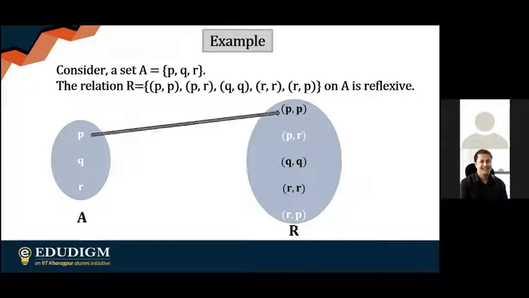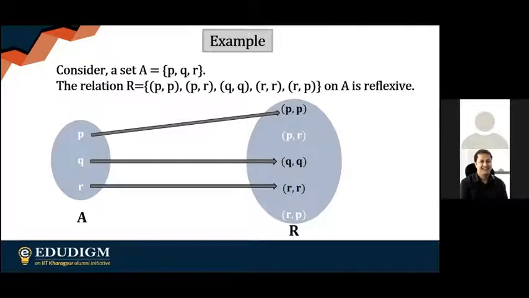Now look at this one. For P comma P, obviously we have the presence. For Q, we have Q comma Q, and finally for R, we have R comma R. So these are the things we definitely have here. Apart from that, we have some extra pairs here, which is perfectly okay. So this is a reflexive relation.